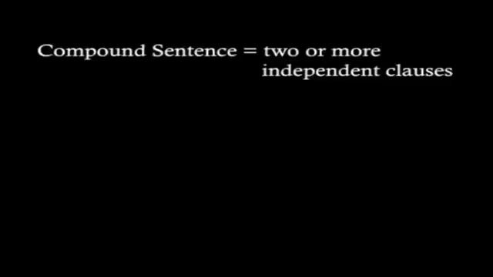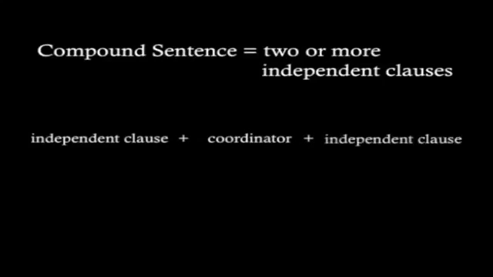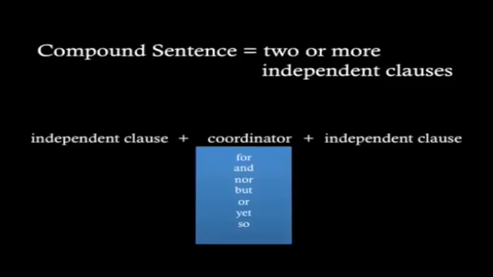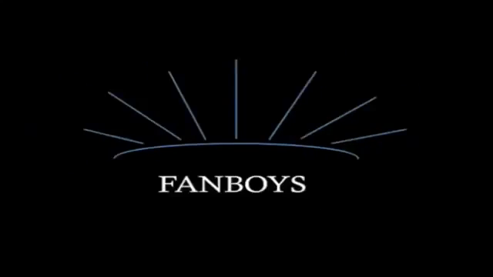Two or more independent clauses joined together are called a compound sentence. A group of words called coordinators are typically used to join independent clauses in compound sentences. The most common coordinators are for, and, nor, but, or, yet, and so. Your choice of coordinators will depend on the relationship you want to express. The acronym FANBOYS can help you remember the common coordinators: for, and, nor, but, or, yet, and so.